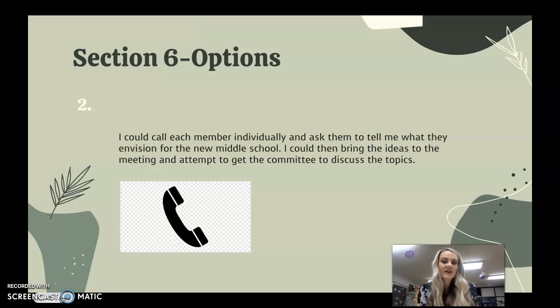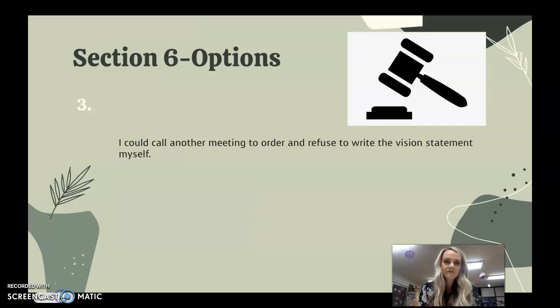My second option is I could call each member individually and ask them to tell me what they envision for the new middle school. And then I could bring the ideas to the next meeting and attempt to get the committee to talk more about the topics and discuss them. Maybe they would notice a certain trend or a word that is mentioned by more than one person. And that would kind of get the snowball rolling for them thinking about the future of the school, because they'd be like, hey, 6 other people in this room had the same vision I do. So hopefully that would get some ideas sparking and we could make some progress there.